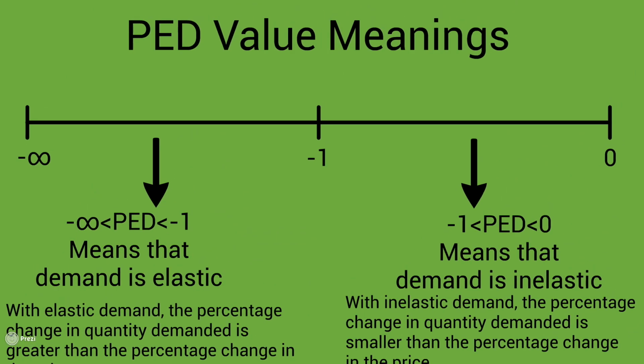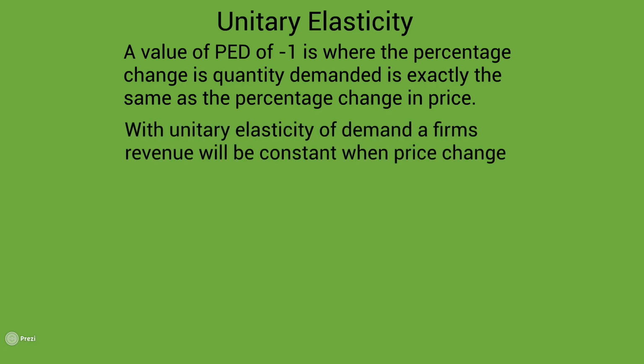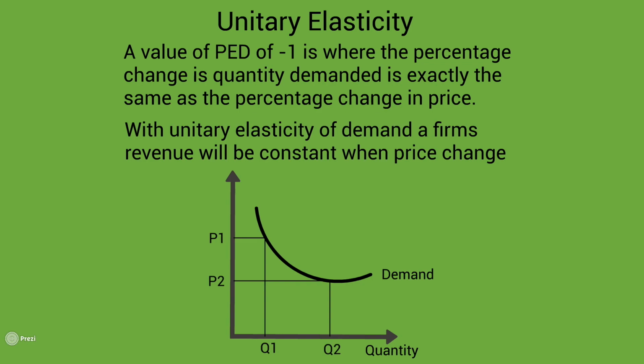A value for price elasticity of demand of -1 means that demand is unitary elastic. This is where the percentage change in quantity demanded is exactly the same as the percentage change in price, only they have opposite values, i.e. one is a plus and one is a negative. With unitary elastic demand, a firm's revenue will be constant when the price changes. The demand curve with unitary elastic demand is fairly curved, and the revenue at P1 will be exactly the same as the revenue at P2.